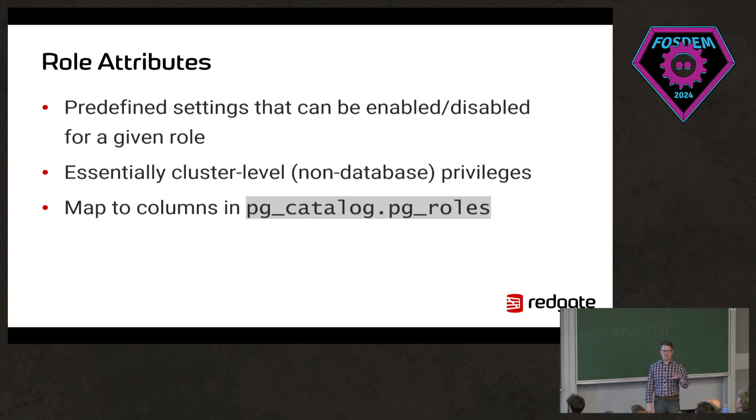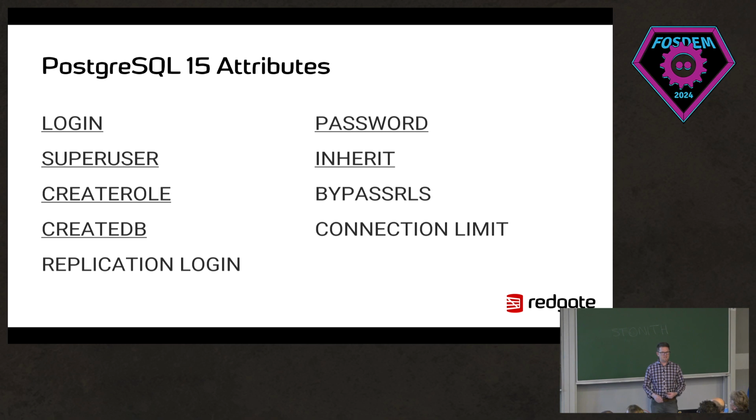And so I keep talking about these attributes, right? So now we understand a little bit what roles are, you can apply attributes to the roles. So they are predefined settings that, again, are at the cluster level. That has nothing to do with the databases yet. And they map to this catalog table called pg_roles. So these are the attributes.